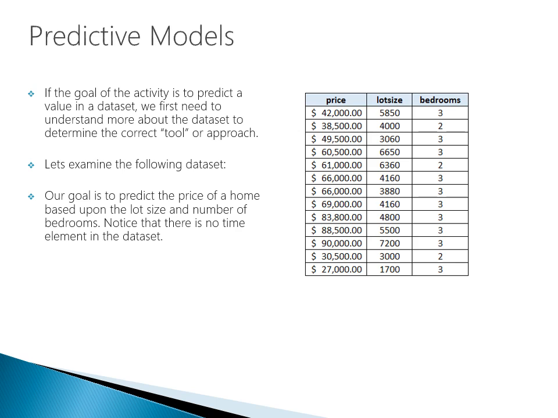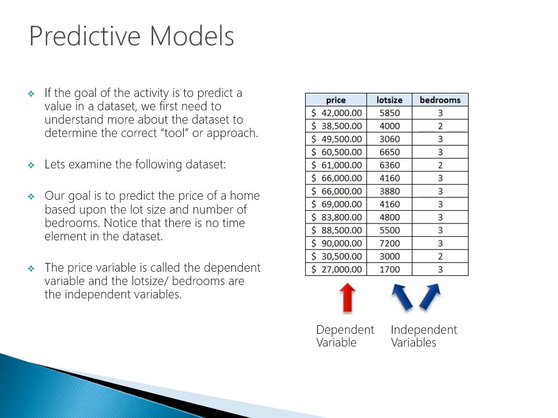Our goal here is to predict the price of a home based upon the lot size and number of bedrooms. Notice that there's no time element in this dataset. The price variable is called the dependent variable, and the lot size and bedrooms are the independent variables. For now, let's focus our attention on understanding the characteristics of the dependent variable.